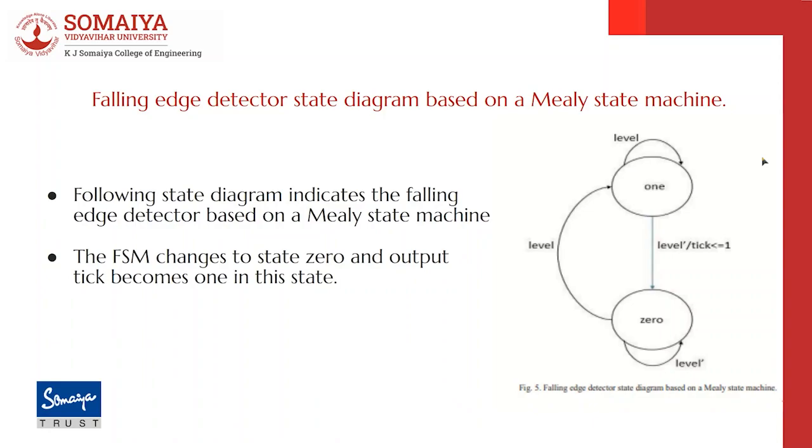Now this diagram indicates the falling edge detector based on a Mealy machine. Here the states are the same, 1 and 0, and we have the level and tick, which is set to 1. Here the FSM changes to state 0 and the output tick becomes 1 in this state. So this was about the working of these two state diagrams. Now next slide.